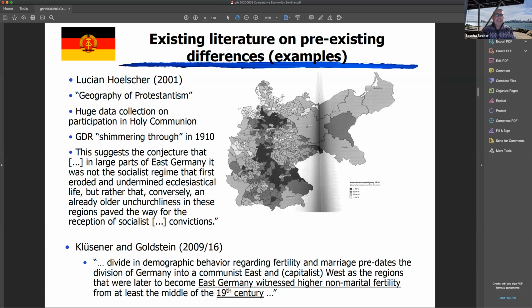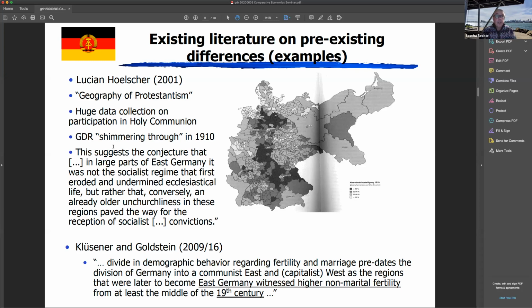And in what he calls the Atlas of the Geography of Protestantism, there is a map which is displayed on this slide where he shows church attendance in 1910. And he describes that graph where, if you see my mouse moving here, this is where the GDR border would be here. He describes this as the GDR shimmering through in 1910.